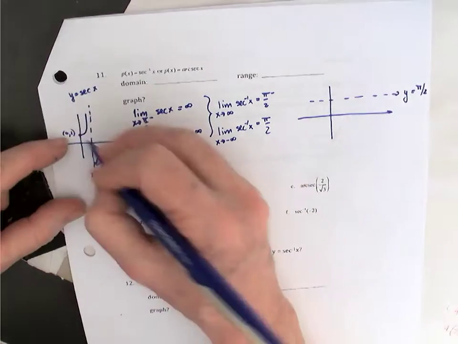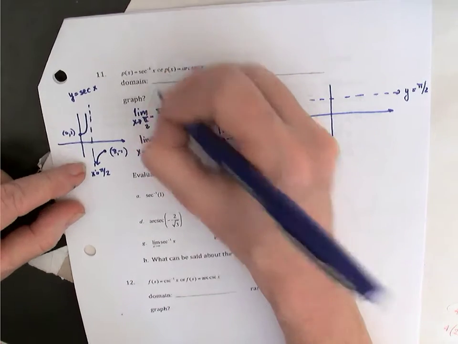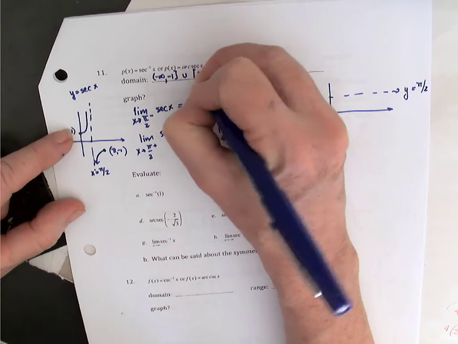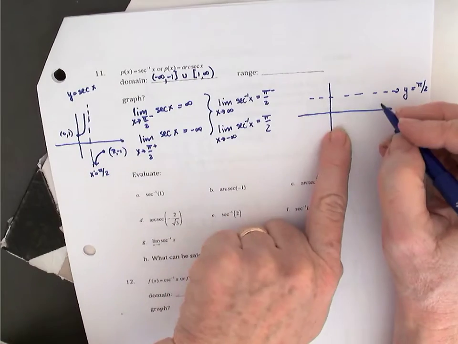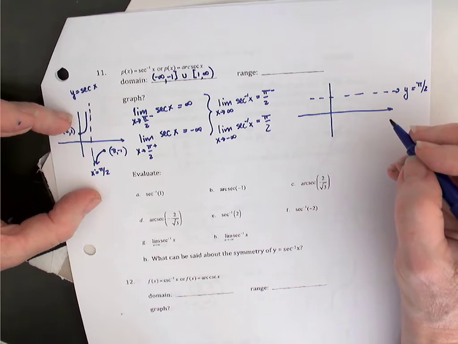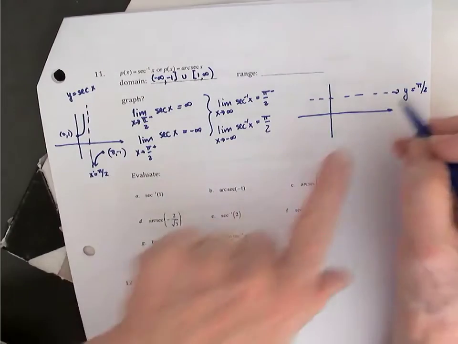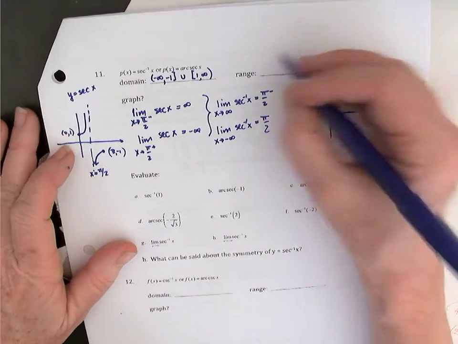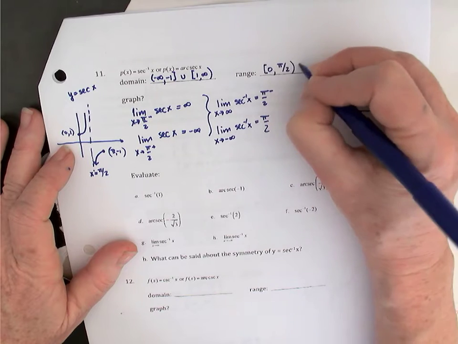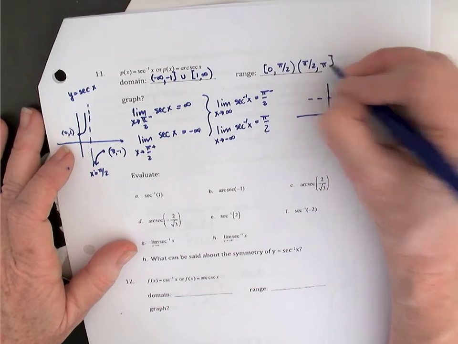Oh, and my domain here is, well, the range for this had been negative infinity up to negative 1, and then 1 to infinity. So that's going to be my domain here. The range for this function became the domain for this function. The domain for this becomes the range for this. So the range for this is 0 to pi over 2 and pi over 2 to pi. Okay.